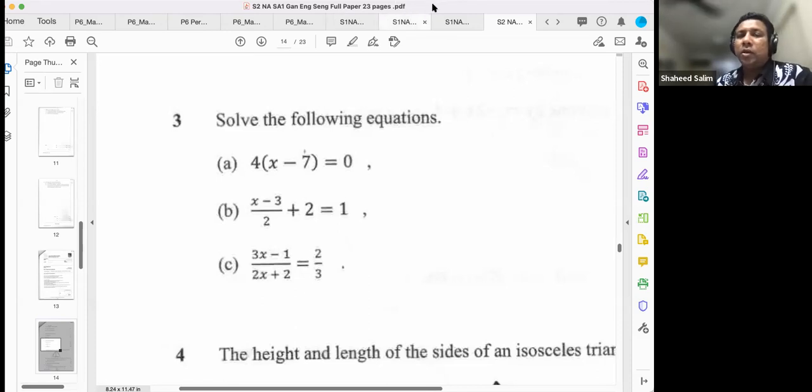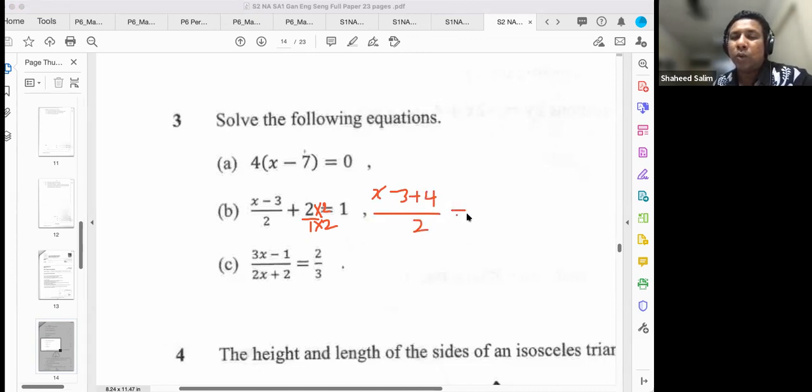Remember, cross multiply must have an equal sign. This one now you make denominator of 2. That's one way. You can combine them, denominator times 2. So you get x minus 3 plus 4 over 2 equals to 1. Then you can cross multiply here. 2 times 1 is 2. X minus 3 plus 4 is x plus 1.